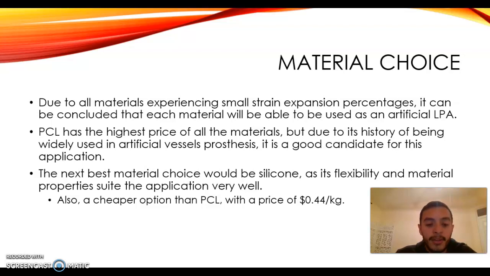The next best material that was chosen was the silicone. Its high flexibility and material properties suit the application very well, and it is also a much cheaper option than the PCL with the price of 44 kilograms per second.